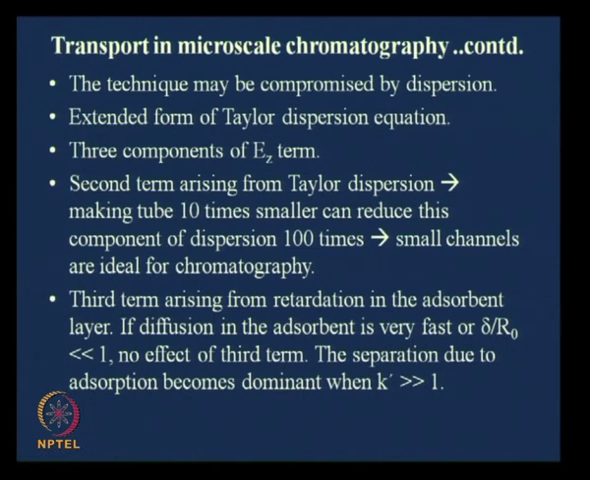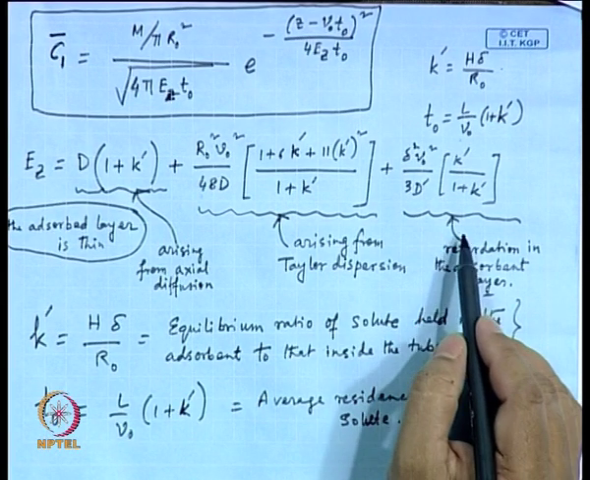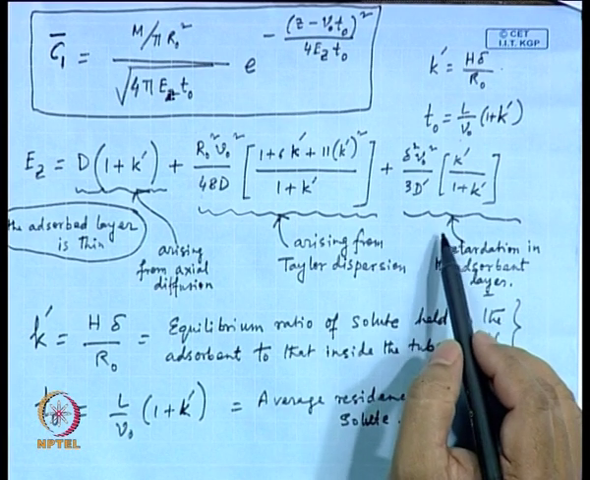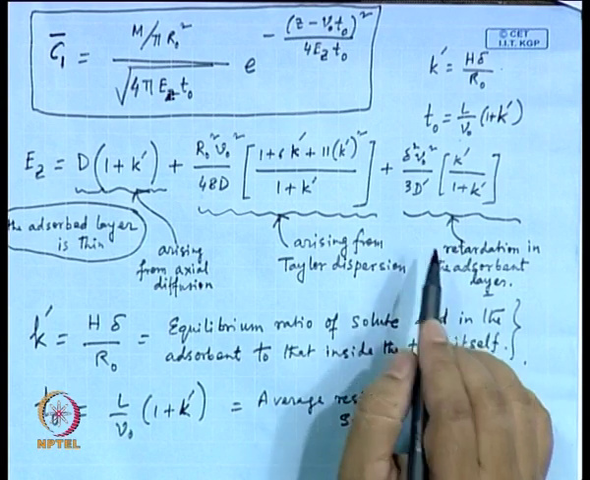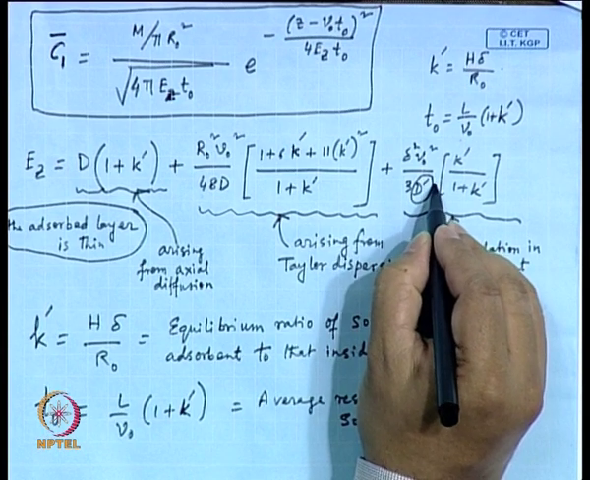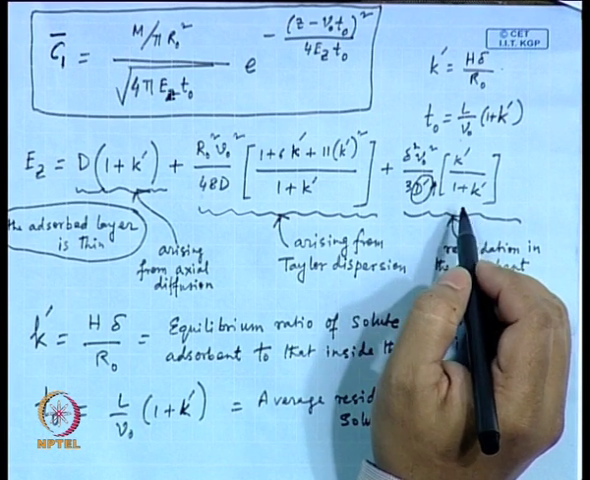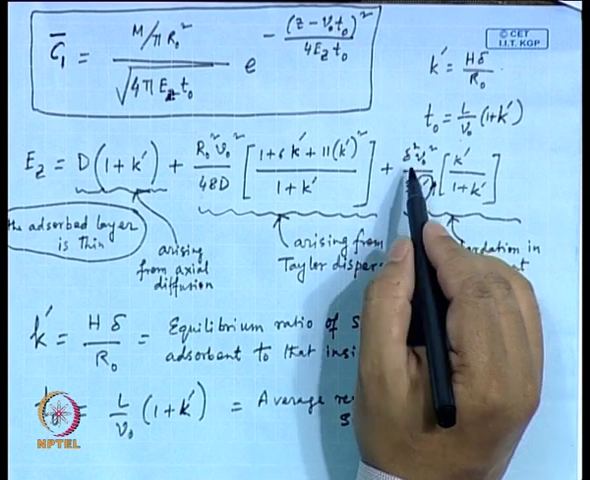If diffusion in the adsorbent is very fast or delta by R 0 is much less than 1, there is no effect of the third term. On the other hand, the separation due to adsorption becomes dominant when K prime is much greater than 1. What do we mean here? Let us focus on what I have written here. On the third term, we have this diffusion in the adsorbent. When the diffusion in the adsorbent is very fast, this d prime is very high. When d prime is very high, automatically the value of this component would be low, okay? Or delta by R 0 is much less than 1.